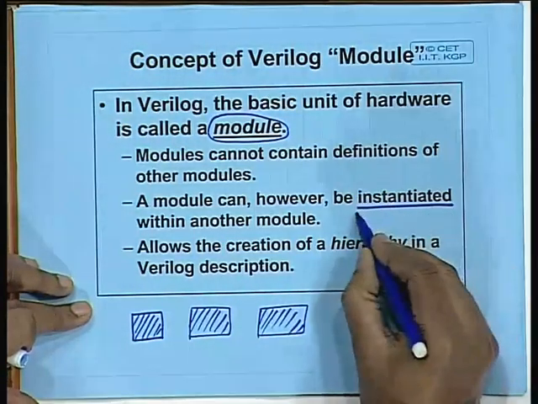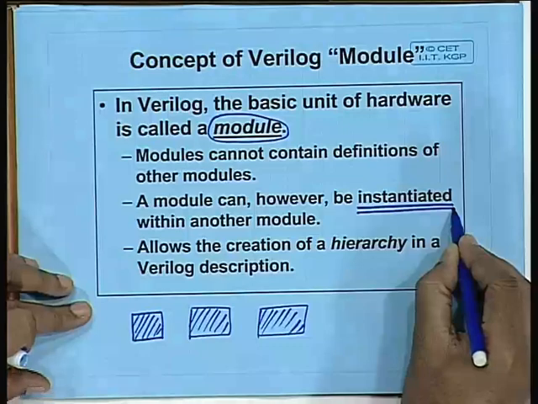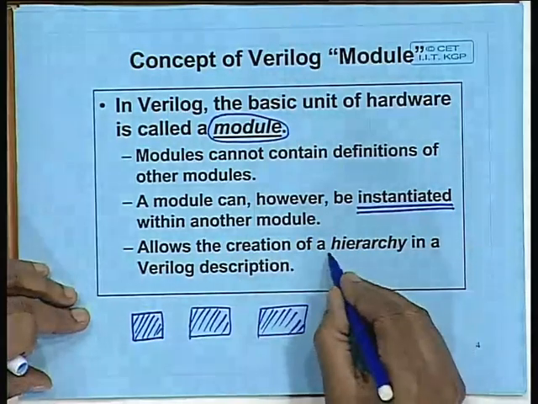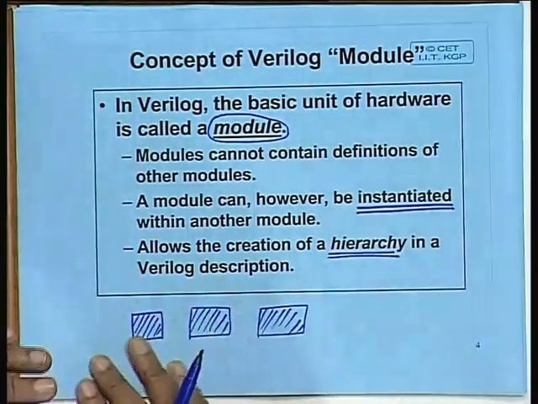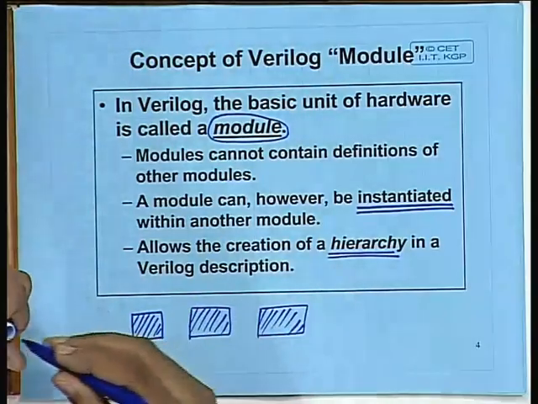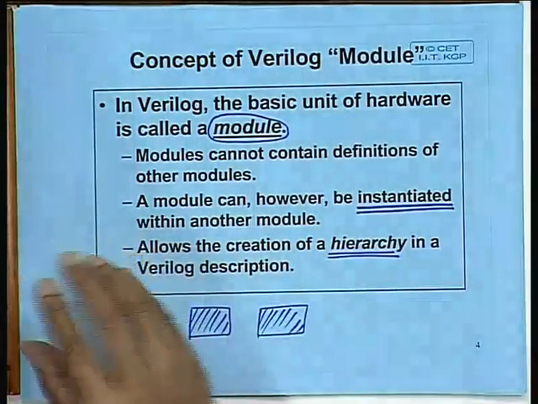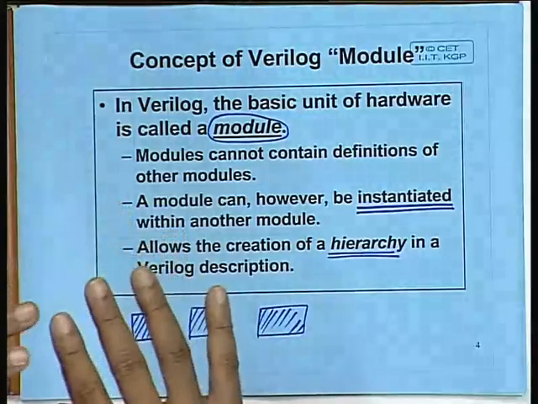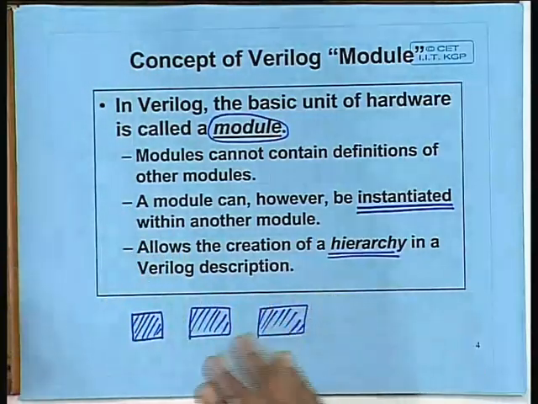And since this is possible, we can have a nice hierarchy of designs. We can design it using a bottom up fashion. We define the low level modules, use them to design slightly higher level modules, use them to design even higher level modules. So, using this we can have a hierarchy of designs. We can either proceed top down or bottom up as we wish. The language Verilog supports this. Okay.